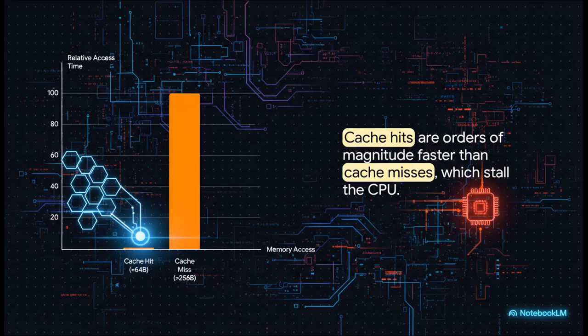And this chart just illustrates that difference perfectly. A cache hit, where the data is already waiting in the CPU's local cache, is orders of magnitude faster than a cache miss, where the CPU literally has to stall and just wait for data to be fetched from main RAM. Keeping components small ensures we get more of those beautiful, fast cache hits.